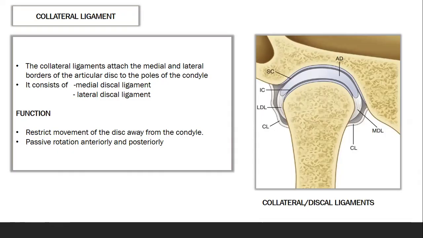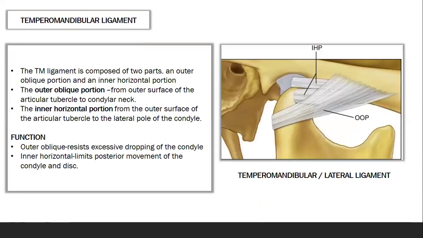It consists of the medial discal ligament and the lateral discal ligament. The articular disc is attached to the medial and lateral parts of the temporomandibular joint. Function: restrict the movement of the disc away from the condyle. It will hold the disc in the proper position on the condyle and allow passive rotation anteriorly and posteriorly.